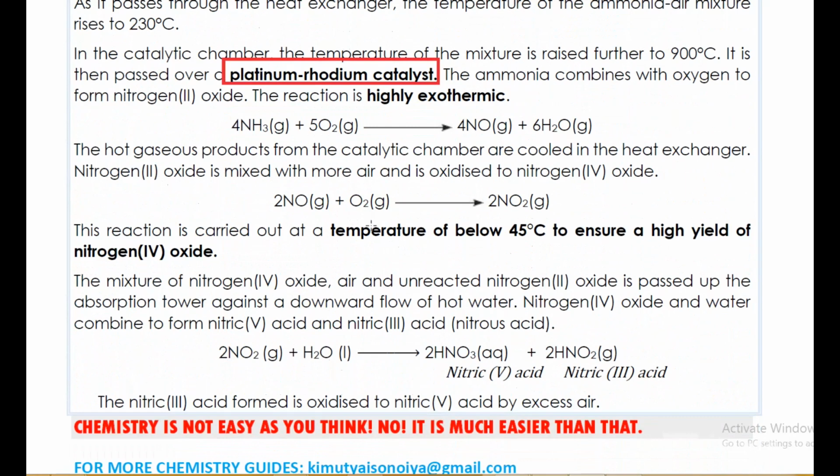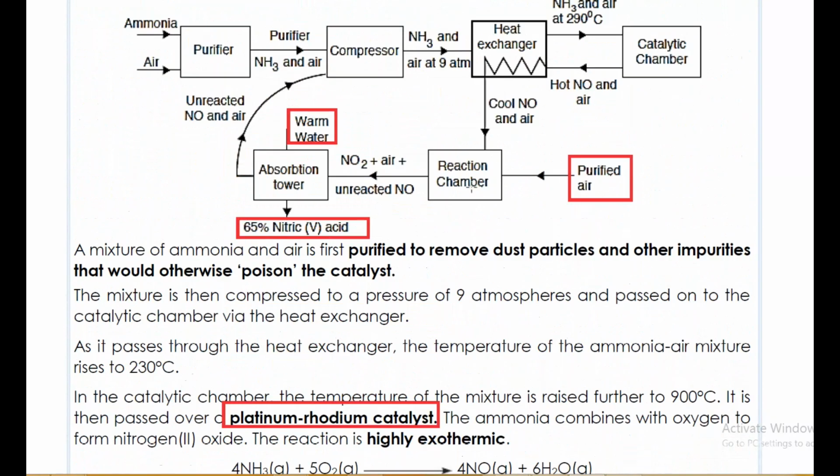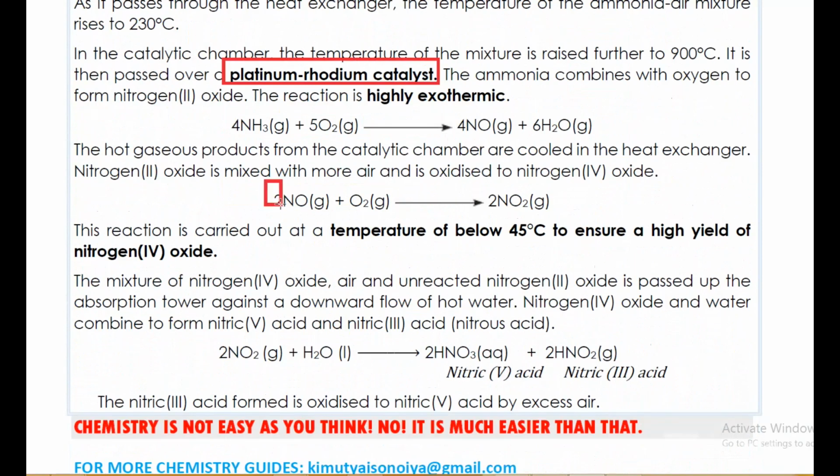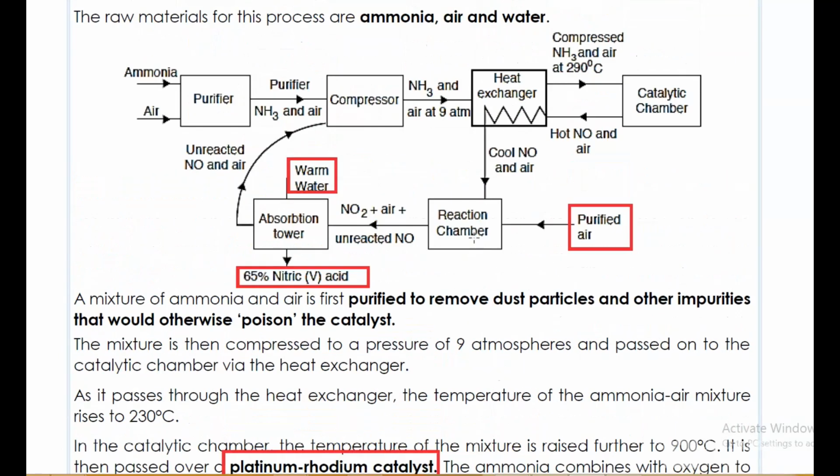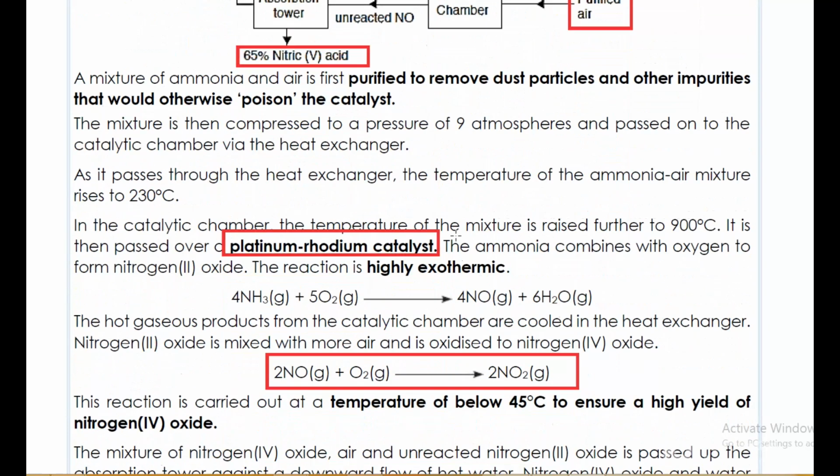Now, what is the reaction in the reaction chamber? In the reaction chamber, nitrogen 2 is oxidized to nitrogen 4. Very important for you to note the reaction in the reaction chamber. Air, which is oxygen, reacts with nitrogen 2 to form nitrogen 4 in the reaction chamber.